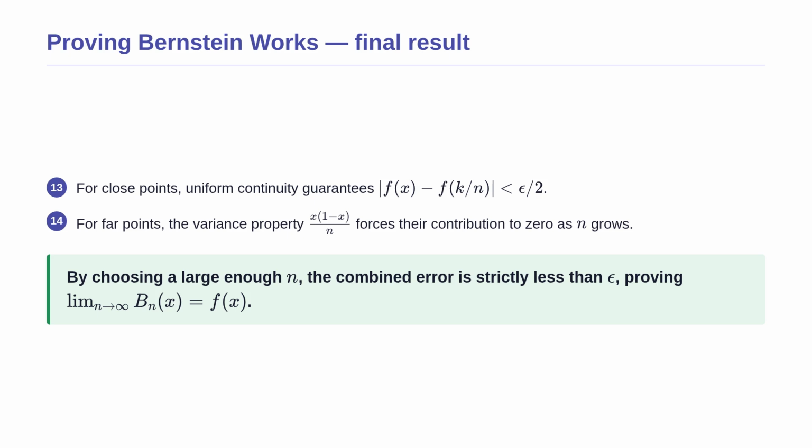As n gets very large, the denominator grows, and the contribution of these far points shrinks to 0. By choosing a large enough n, the combined error from both groups becomes strictly less than epsilon. This gives our final result, proving that the Bernstein polynomial perfectly approximates the function.